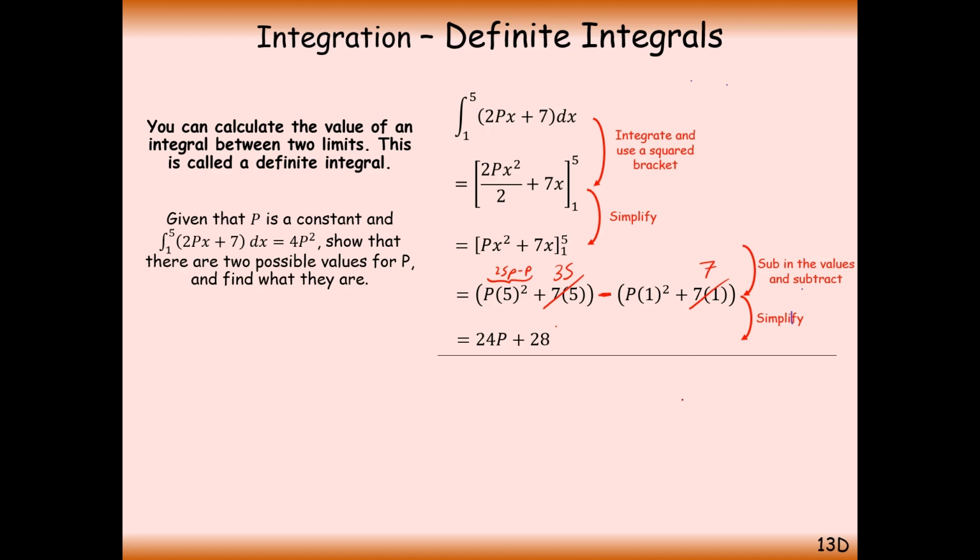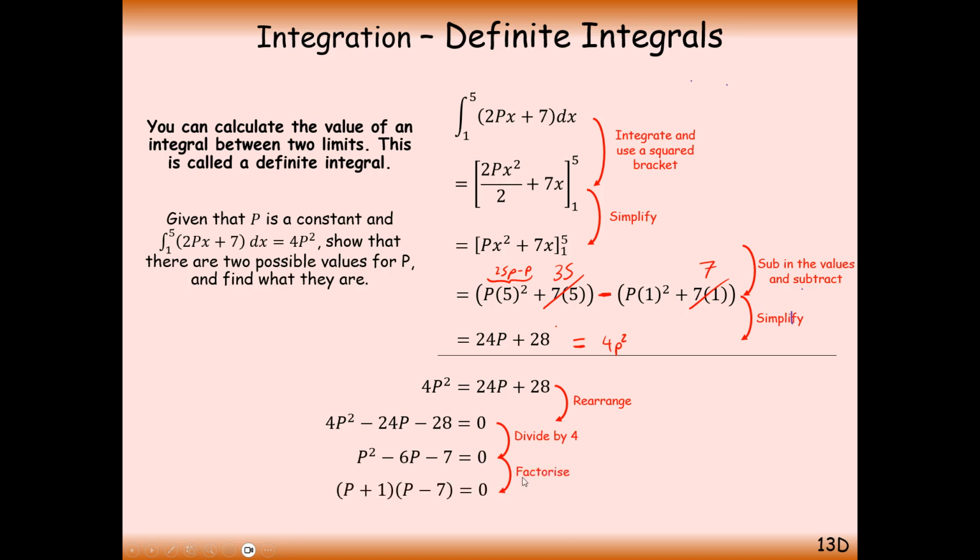Now we've been told the answer to the integral is 4p squared. So we're going to write 28 plus 24p equal to 4p squared, and we can rearrange this equation and set it equal to 0 to make it a quadratic. Then we can factorize, maybe even dividing everything by 4 to simplify it. The factors are easy to see: minus 7 inside the bracket, plus 1, and outside of the bracket these are the values for p. That's it. We've answered the question.